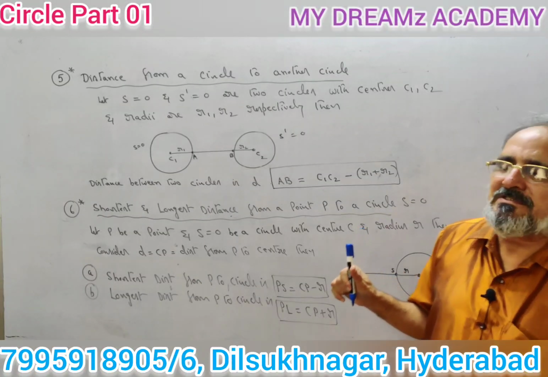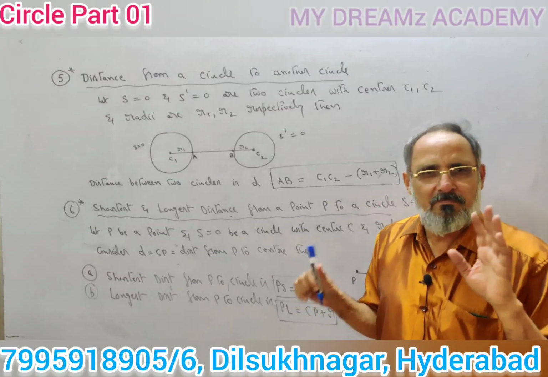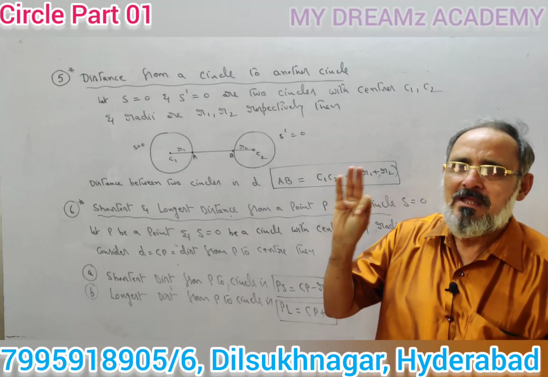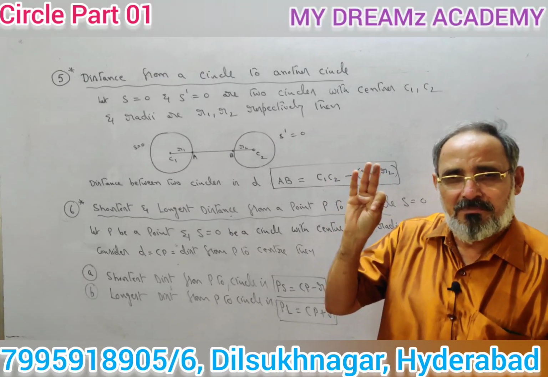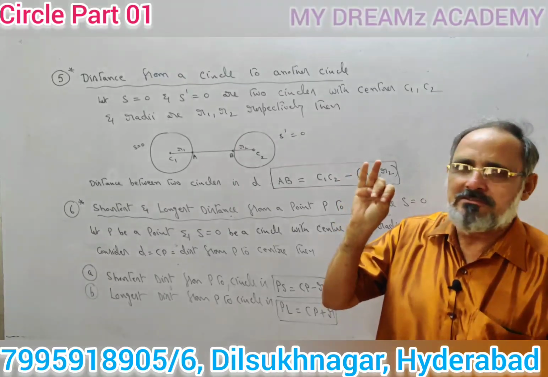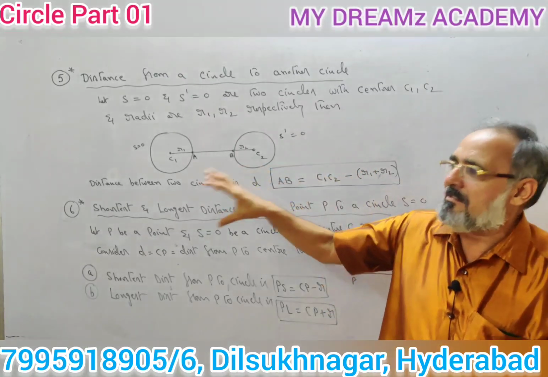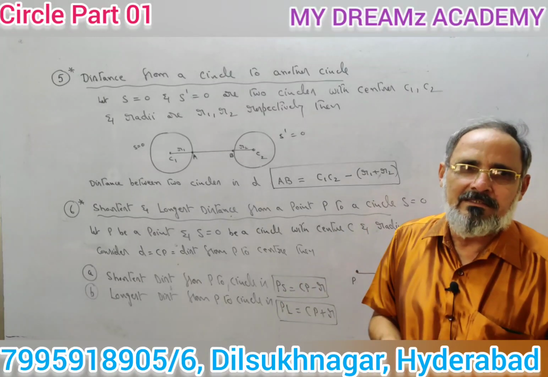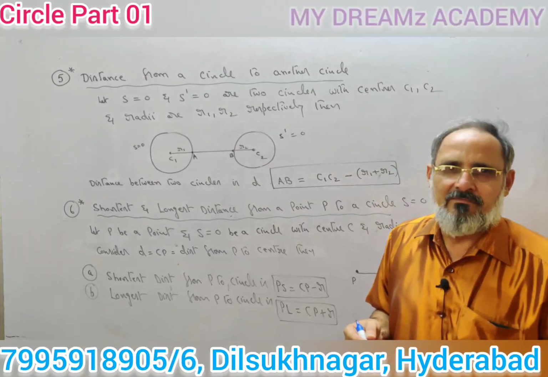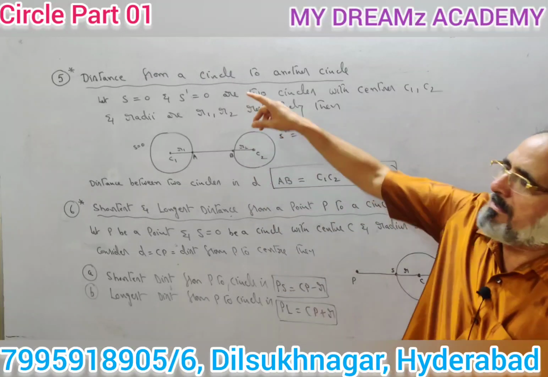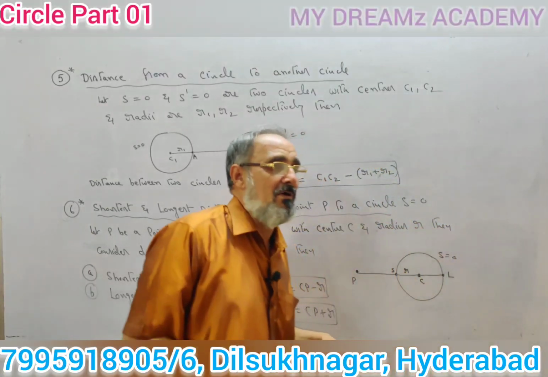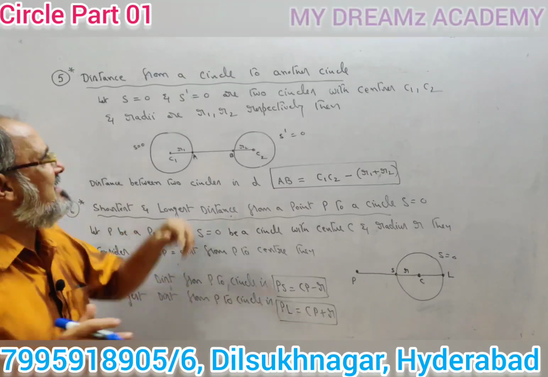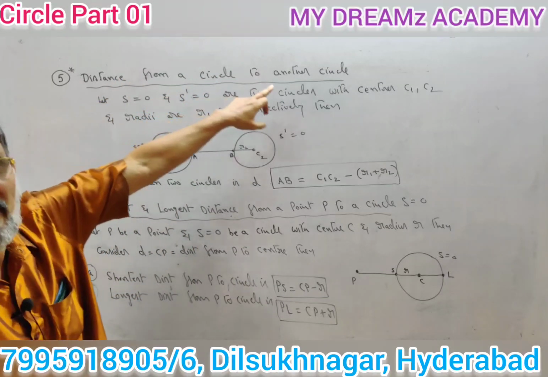So previously, the first 4 points: the first is distance between point to point, the second is distance from a point to a line, the third is the distance between two parallel straight lines, and the fourth is the distance of a point on a line intersected with another line at an angle alpha. But very important will be the concept of the distance between two circles. How do we find the distance between two circles? Distance from a circle to another circle.